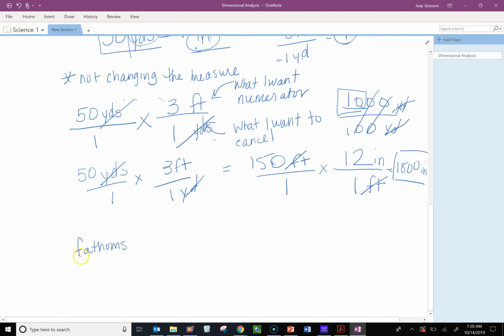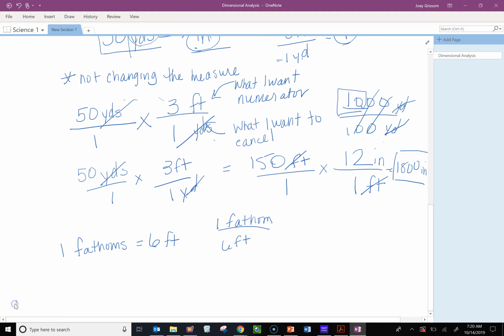So a fathom is a measure that we use in the water to denote a certain distance. What it actually is, 1 fathom is equivalent to about 6 feet. Okay? So we've got that conversion factor, right? We know that 1 fathom is about 6 feet. Okay?